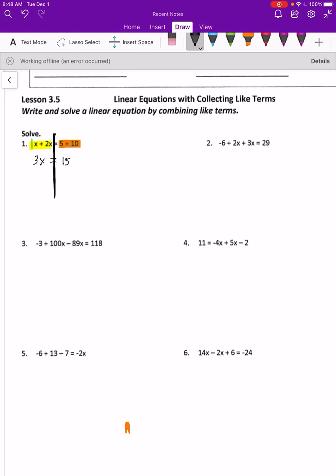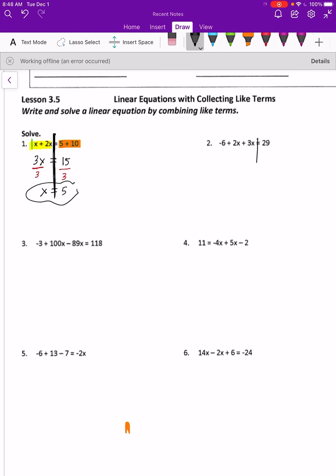This doesn't happen to be a two-step equation. It's just a one-step equation. I need to isolate the variable, get the x by itself. So I'm going to do the opposite, which is divide by 3. What I do to one side, I do to the other to keep it balanced. So x equals 15 divided by 3, which is 5. Of course, you could plug 5 in everywhere you see an x to make sure it checks out.